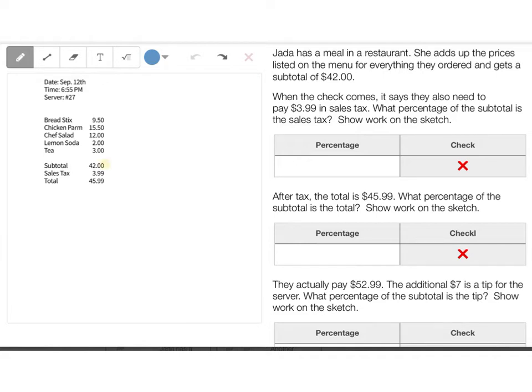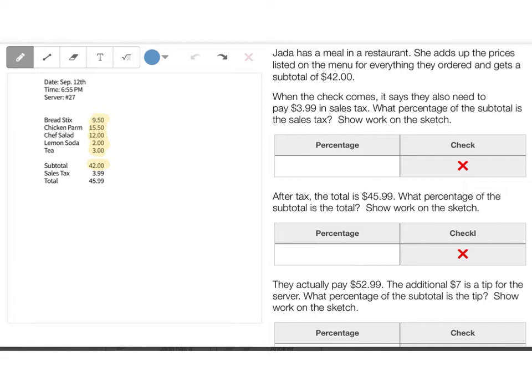So a subtotal as opposed to a total. A subtotal is the total of all the things you bought, all of the things you ordered at the restaurant, before any tax or tip are added. So we call that a subtotal. You ordered breadsticks, chicken parm, chef salad, lemonade, lemon soda, and tea, and that adds up to $42. Those are the prices shown on the menu.